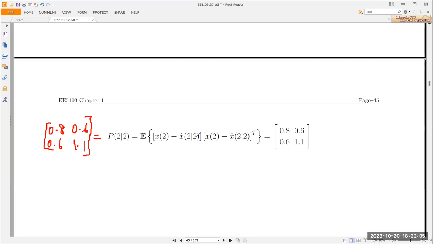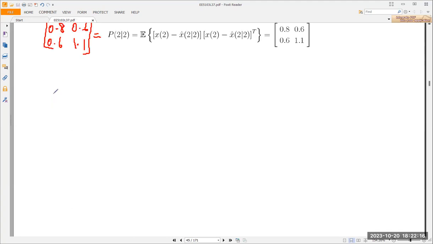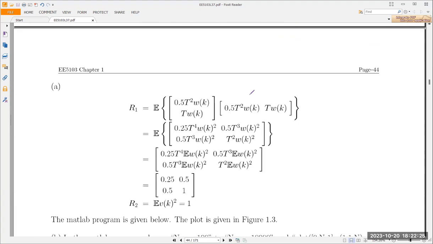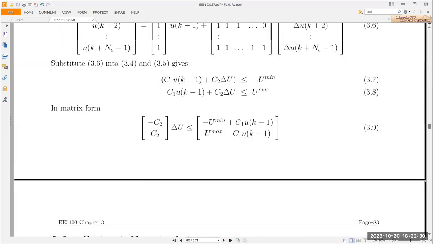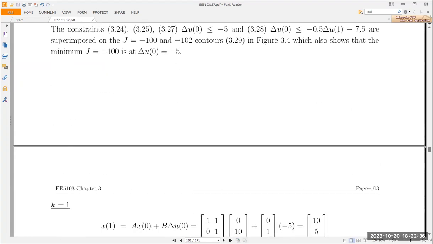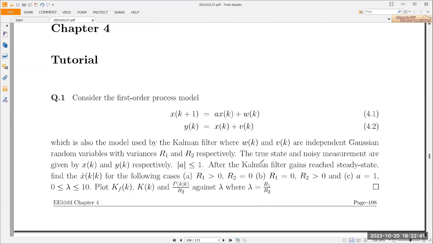That would be that question. Okay, so now let's go on to look at the tutorial question. The whole idea is to make sure you start programming with MATLAB for the Kalman filter. Now look at tutorial question 1.